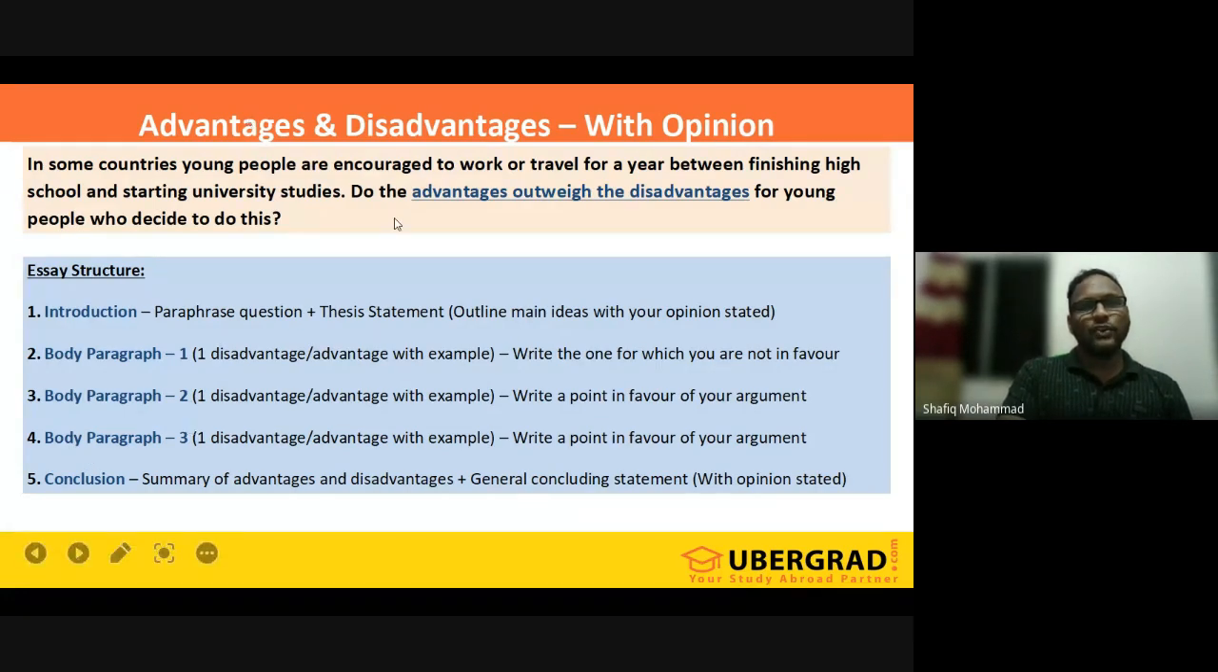See, without opinion, you're just changing the course here. So what changes here? In the thesis statement, you outline the main ideas in your essay. The question also asks, do the advantages outweigh the disadvantages? He's asking us directly, so we definitely have to give our opinion in the thesis statement. So let's see the introduction here.